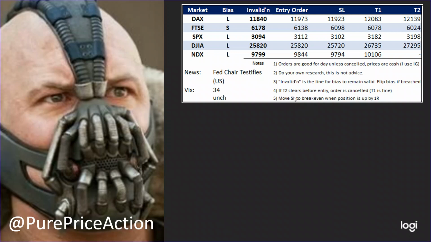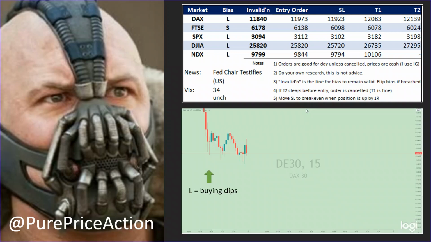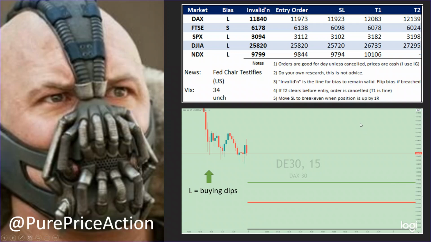Moving on to how I apply these to charts. I'm taking DAX as an example. On this day I had a long bias, so I'm looking to buy dips. Then I'd plot out all of my key points on the chart here, starting with the invalidation level. I've marked the invalidation level out. Next I'd mark out my entry level, 11,973 in this case. My stop loss would be here, target 1 and target 2. And that's it. I'd set my entry order.